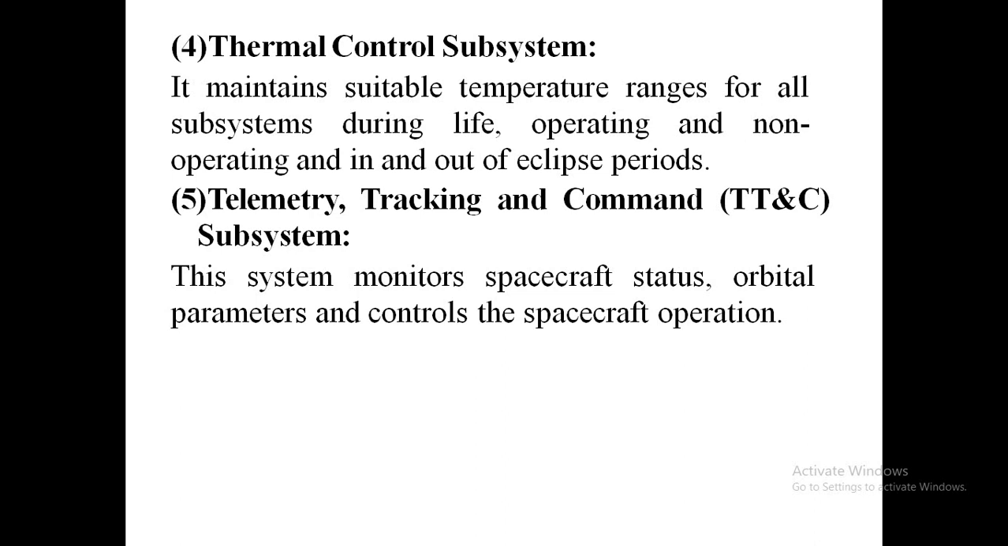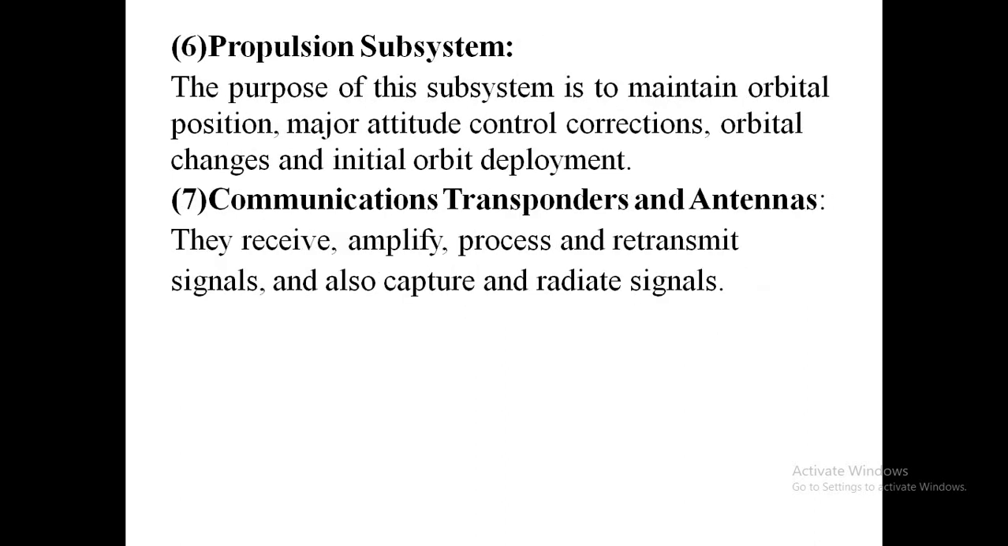Telemetry tracking and command subsystem. This subsystem monitors spacecraft status and orbital parameters, and also controls the spacecraft operation. Propulsion subsystem. The purpose of the propulsion subsystem is to maintain orbital position, major attitude control corrections, orbital changes, and initial orbital deployment. Communications transponders and antennas. These receive, amplify, process, and retransmit signals, and also capture and radiate signals.